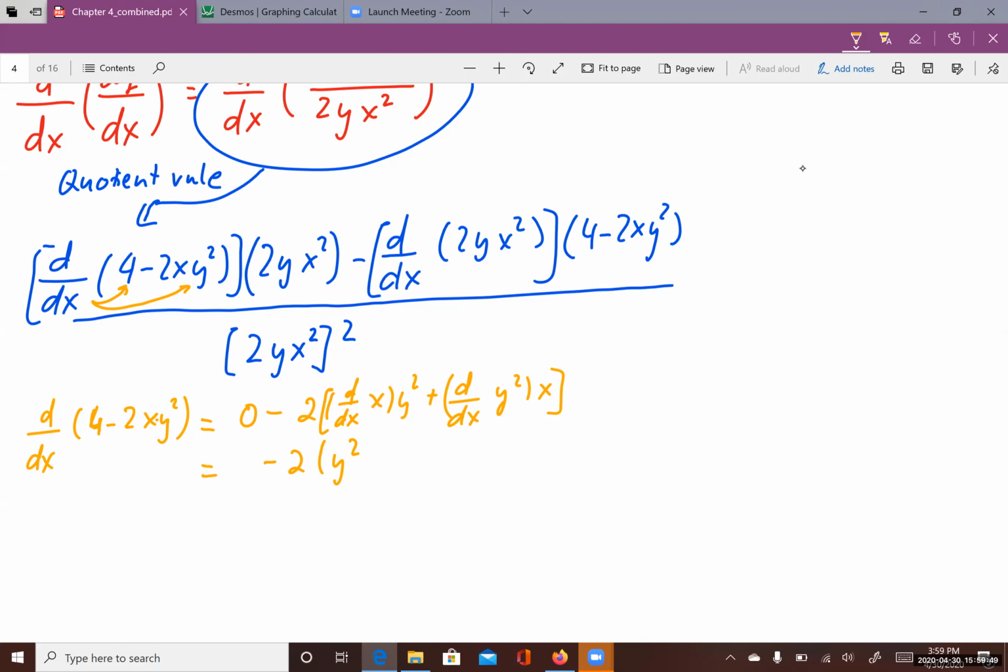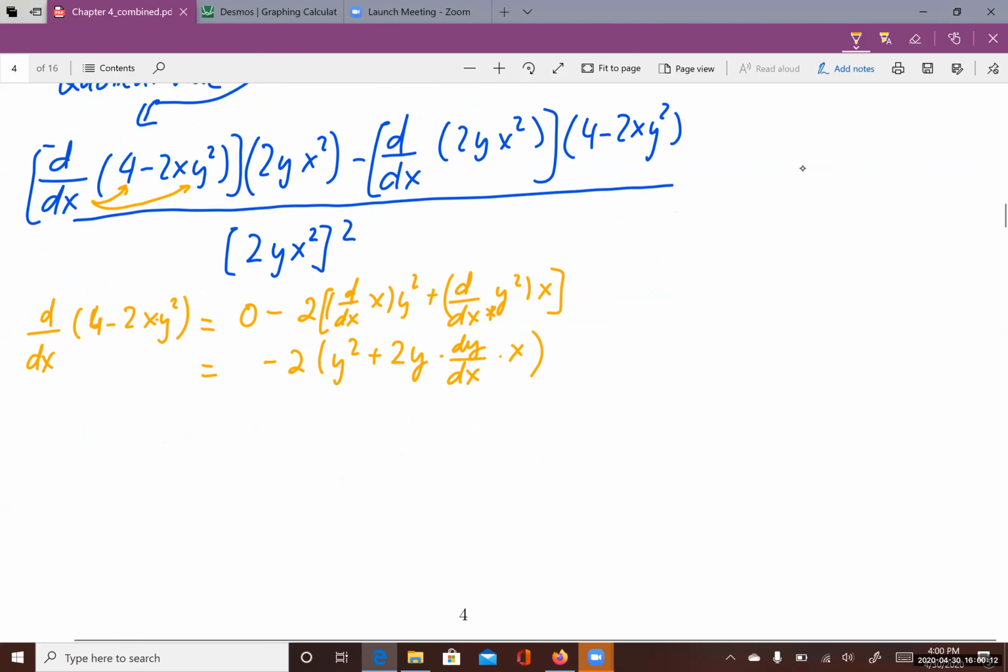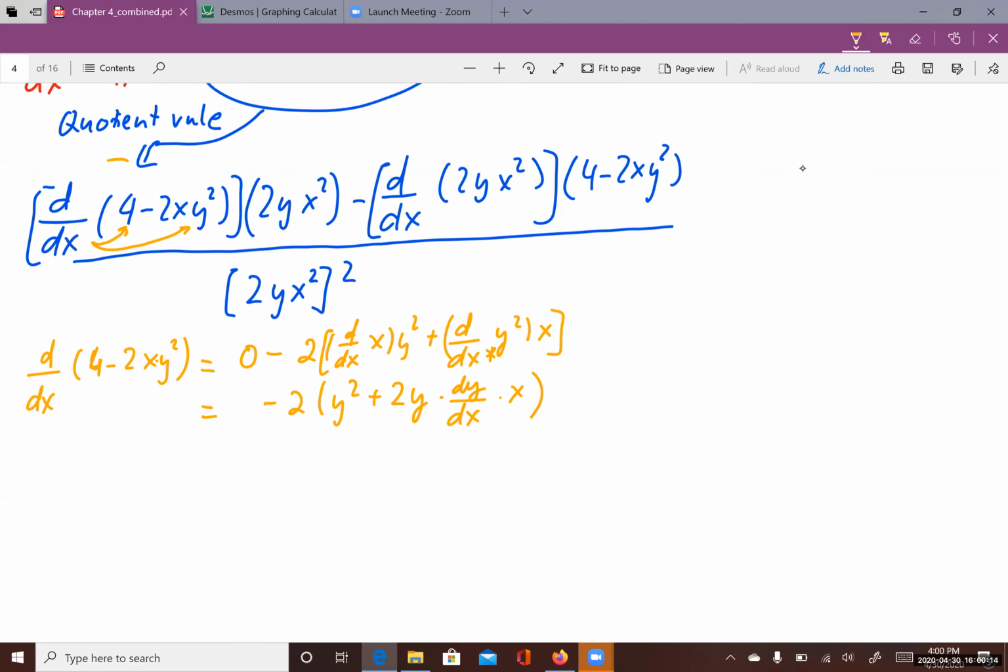Plus, x and y are not the same, so then you have to use implicit differentiation. So it's gonna be 2y times dy over dx, right? And then you multiply by x. All right, so that's the first term, the first differentiation. How about this differentiation? It's very similar, right? But we just have to do it here.